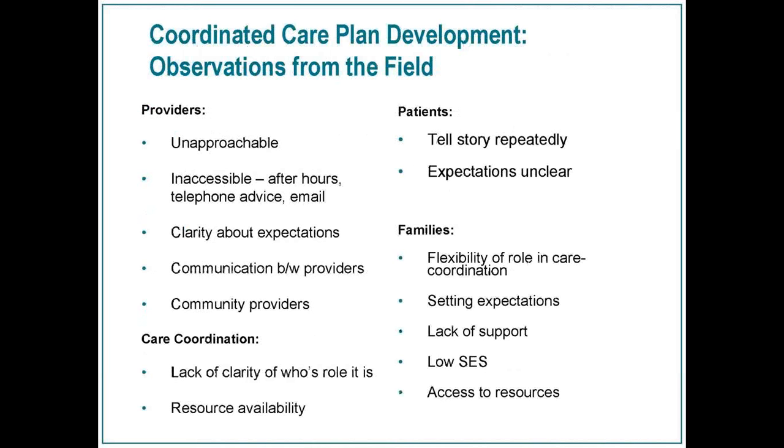And I don't think I'm saying anything that anyone hasn't heard before. Providers are not approachable. We're not accessible. There's lack of clarity about what we can do. There's a communication issue I've already talked about. No one knows who's doing what. Availability of resources. And then patients are saying what they can expect is unclear to them as well. Families would like flexibility in their role in care coordination.